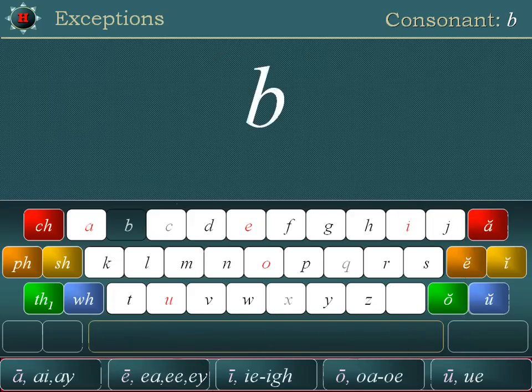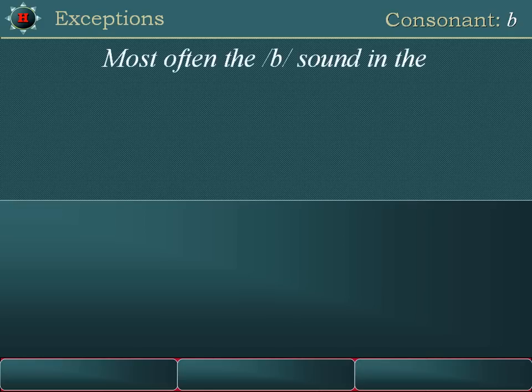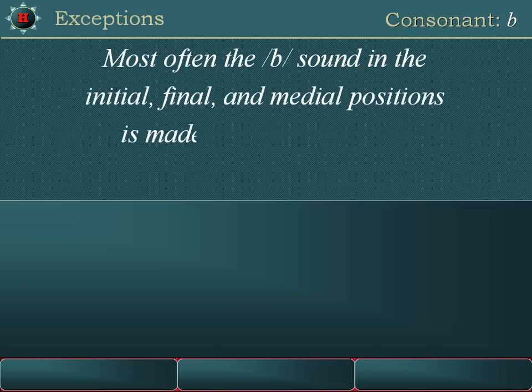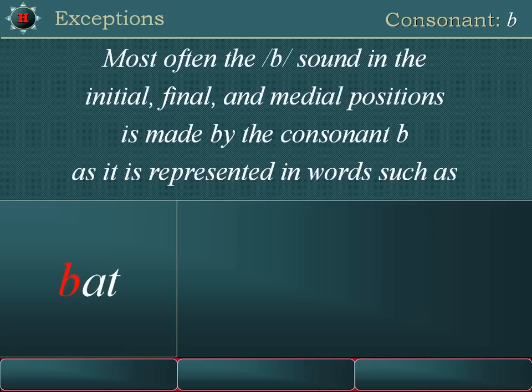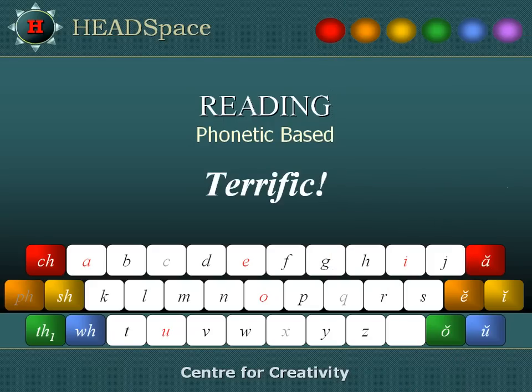B. B has one sound. B has one sound anywhere in a word. Most often, the B sound in the initial, final, and medial positions is made by the consonant B, as it is represented in words such as bat, sober, and tab. The sound of the consonant B is very consistent. B has one sound. Terrific.